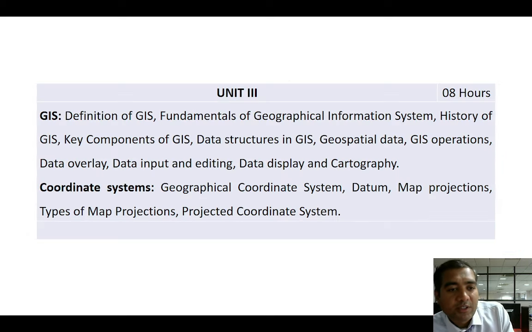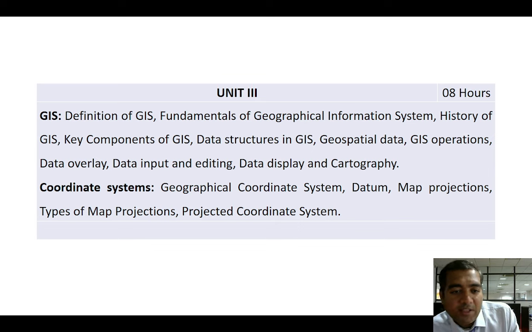Coming to unit 3, in unit 3 you are going to study about the geographical information system. It is popularly known as GIS. GIS is a computer based system where we collect the data, we analyze the data, and finally we present the data in the form of a map.